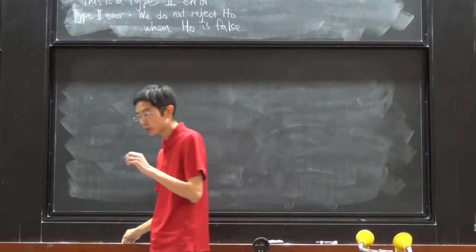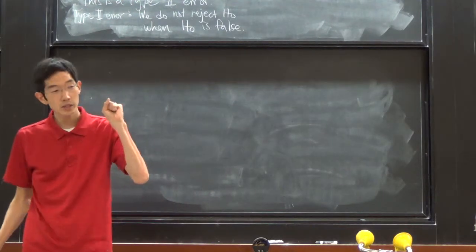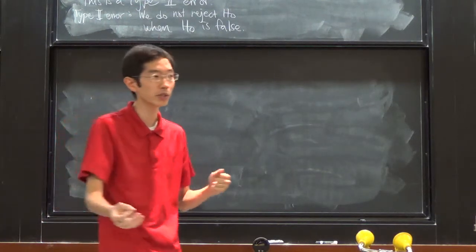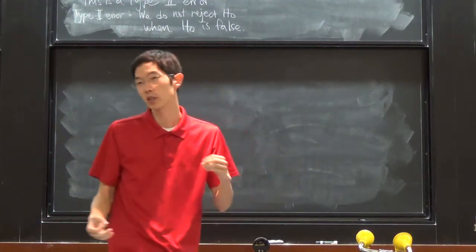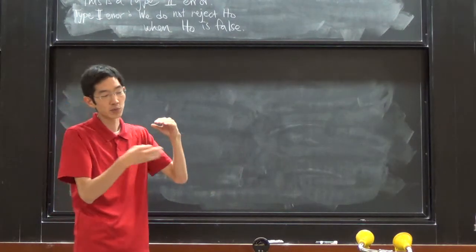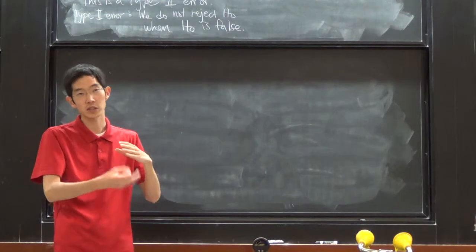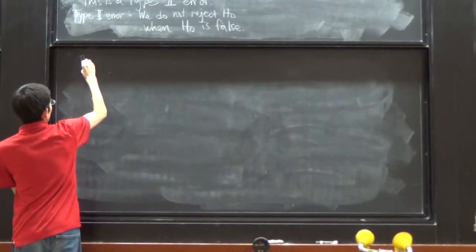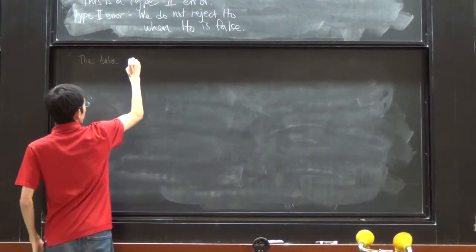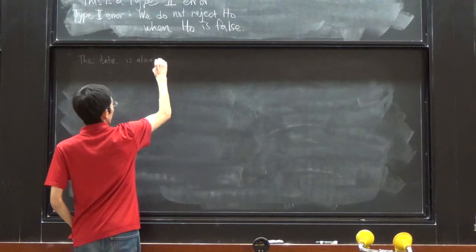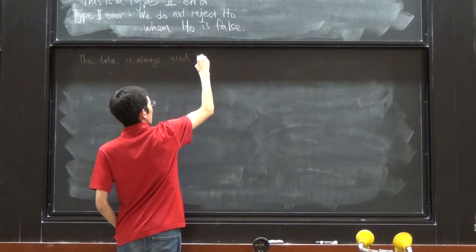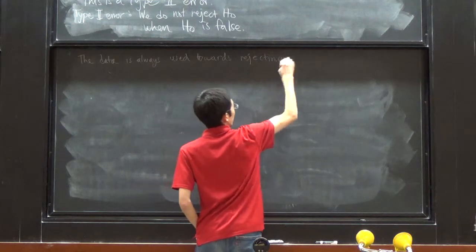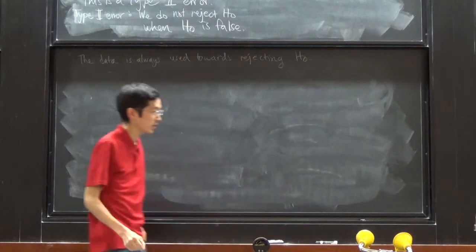So just keep in mind that the data is always used towards rejecting the null hypothesis. It's never used to try to prove the null hypothesis true. It's either the data gives us reason to reject the null hypothesis, or the data does not give us reason to reject the null hypothesis. It's always used towards rejecting the null hypothesis.